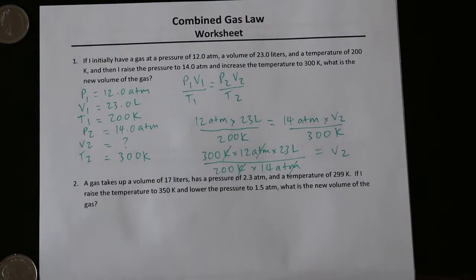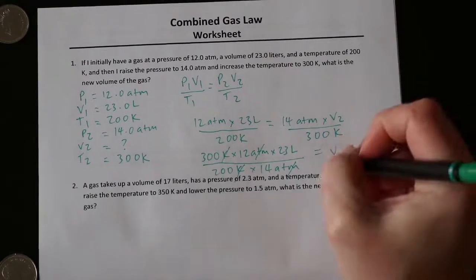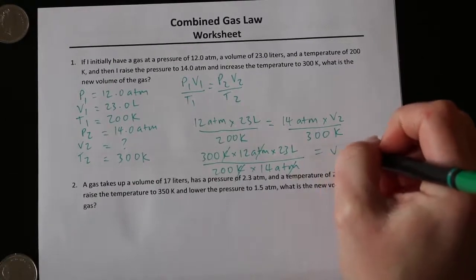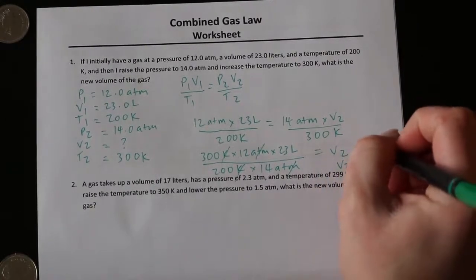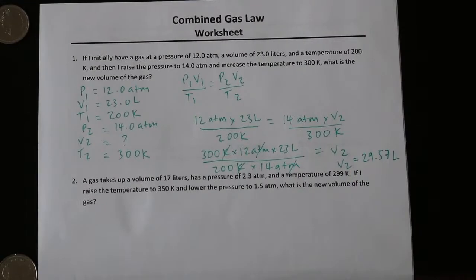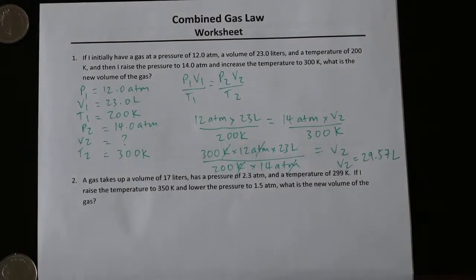So V2 would therefore be 300 multiplied by 12 multiplied by 23, all divided by 200 times 14. Okay, so that would mean V2 equals 29.57 liters. Okay, so I know that might have been a little bit difficult doing the math in one step.